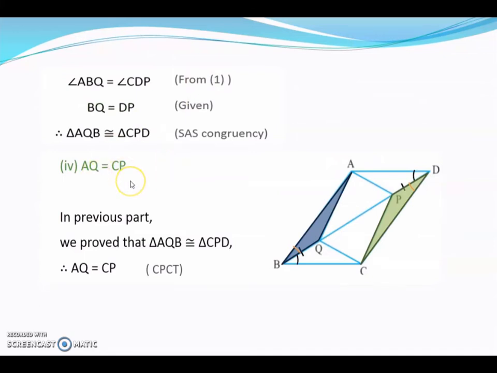And the fourth part is proving AQ is equal to CP. This will be done by using CPCT. Once you have proved these two triangles congruent, AQB and CPD, then by CPCT we can say AQ is equal to CP because they are sides of the same triangle which you have proved congruent.